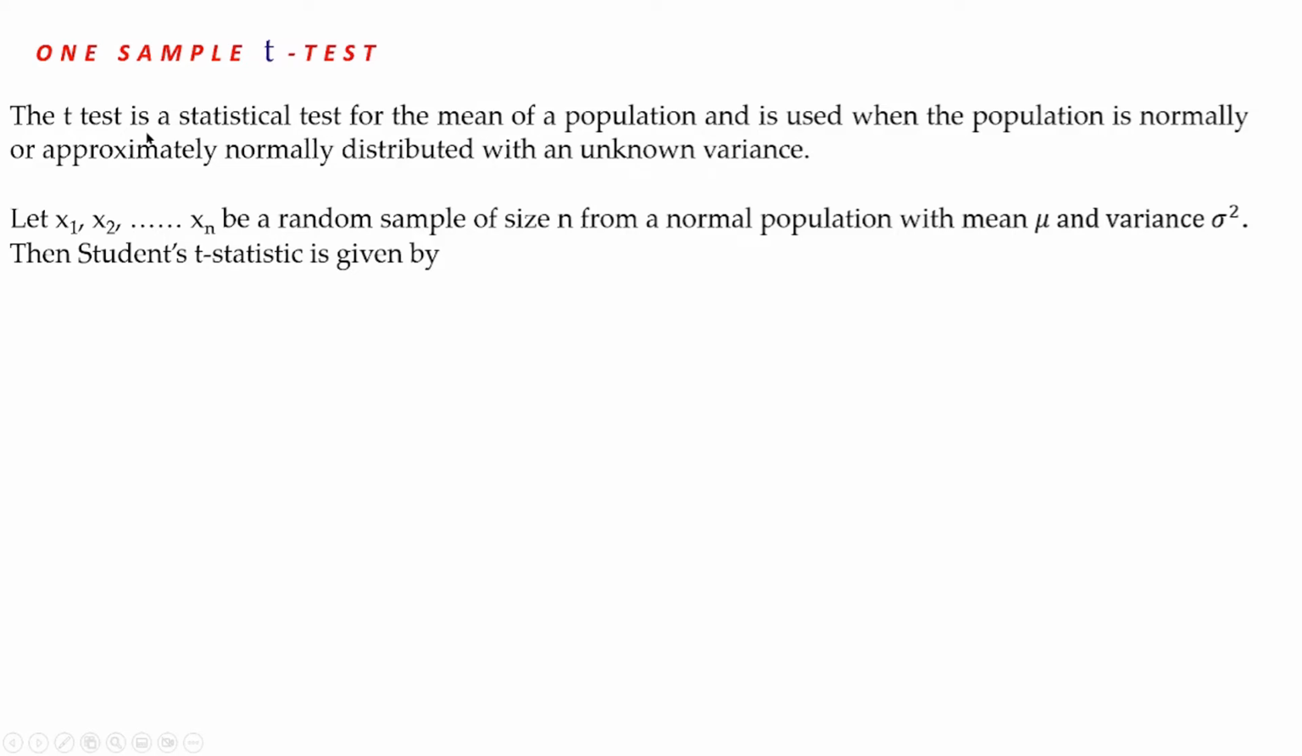Next we have what is called the one sample t-test. This one sample t-test is a statistical test for the mean of a population and it is used when the population is normally or approximately normally distributed with an unknown variance. This one sample t-test is used to test whether the mean of a population is equal to some value. Say for example, if the mean of the population is given by mu, we use this one sample t-test to test whether this mu is equal to some mu naught. We use it when the population is normally or approximately normally distributed and the population variance sigma square is unknown.